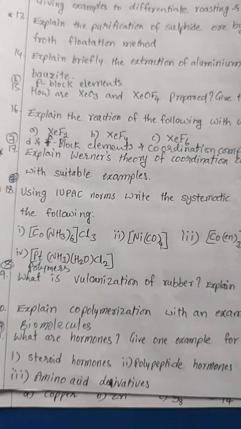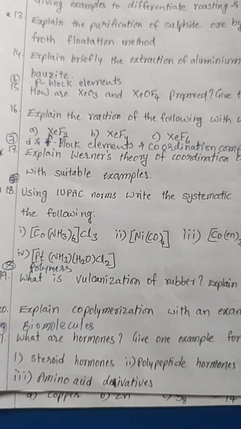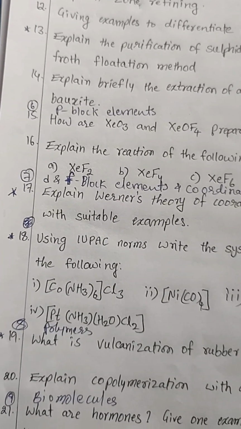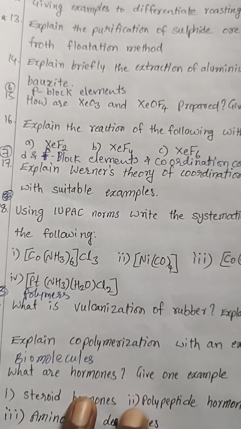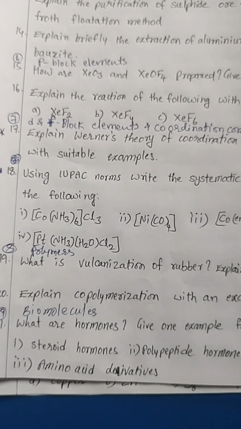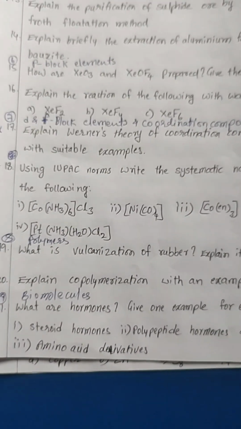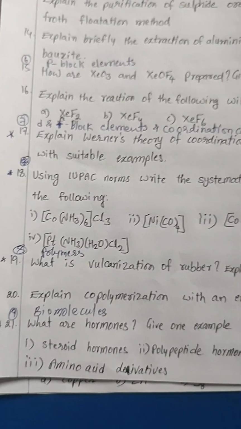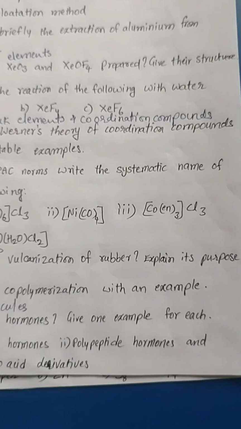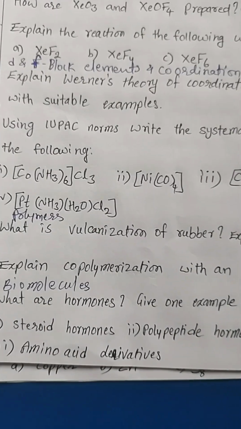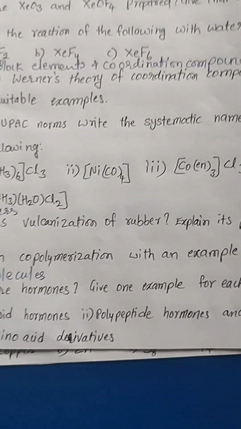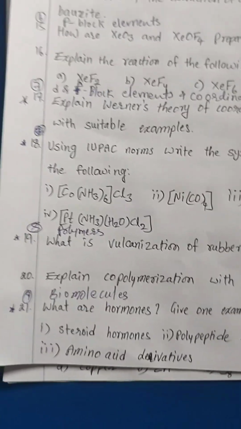Another chapter, important question: D and F block elements and coordination compounds. From this chapter, the most important question, always present in the question paper: explain Werner theory of coordination compounds with suitable examples. And another important question from this chapter also: using IUPAC norms, write the systematic name for the following compounds. They may also ask different types of coordination compounds.